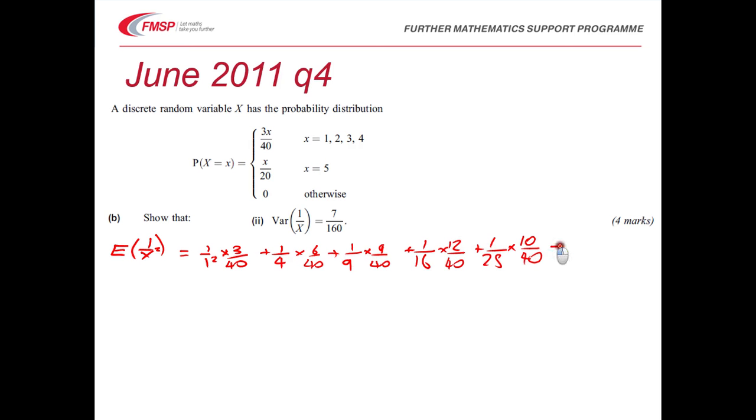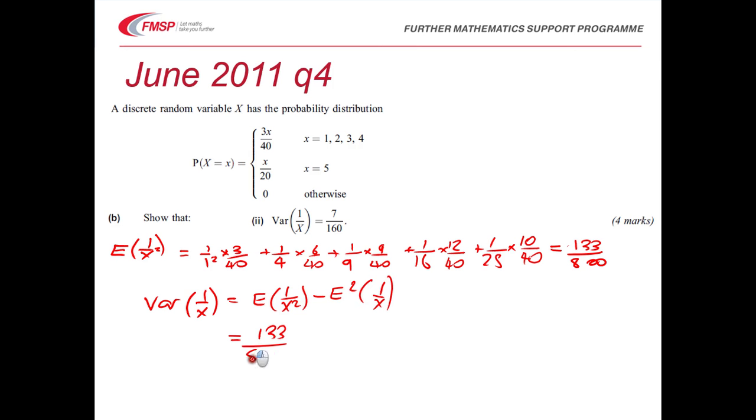Okay, and again, what's that going to give me? Well, that's going to give me 133 over 800. Great, so what do we now need to do? So remember, we have this variance formula that says it's the expectation of the squares minus the square of the expectations. So it's going to be 133 over 800 minus what we've just worked out, so that's 7 over 20 squared. Now, don't forget, it's a show that question previously, so you should use what you're given in the question. Okay, otherwise you get told off and you don't get any marks. So that's going to give me the 7 over 160.